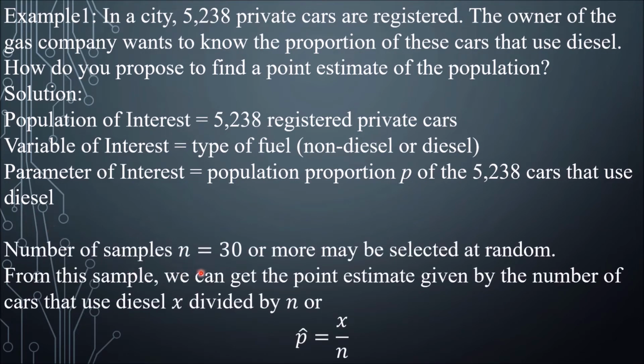Number of samples, n is equal to 30 or more, may be selected at random. From this sample, we can get the point estimate given by the number of cars that use diesel, which is x, divided by n, or proportion is equal to x over n.